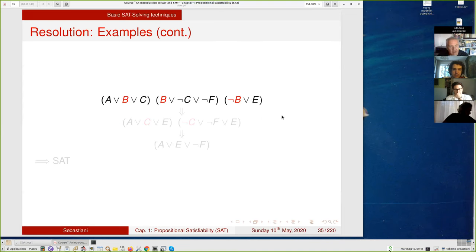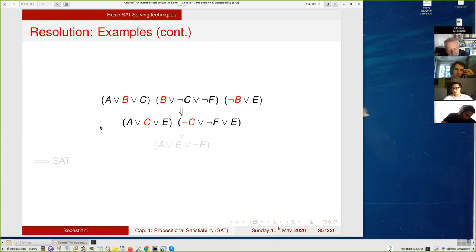In this other case, you have this formula here. Again, you do have one resolvent here, which is variable B. So you decide that you select the clauses where B occurs. You notice that B occurs positively here, and here B occurs negatively. So you resolve this with this and this with this, and then substitute the result for those clauses. Resolving this one with this one, you obtain A or C or E. By substituting this with this, you obtain not C or F or E.